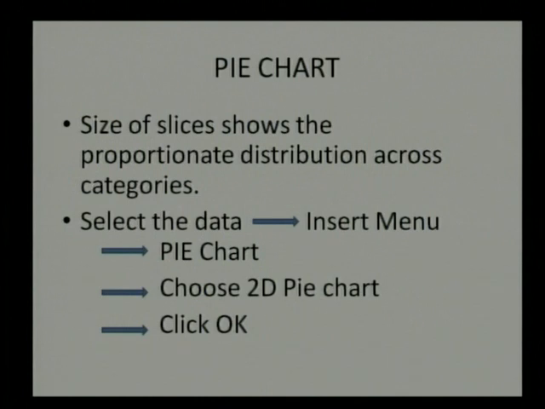Similarly, a pie chart is generally used to show the proportion of the distribution of a particular cell value across the categories. Suppose we have different data available, and the total of this is to be calculated, and the size of a particular slice in a pie chart shows the proportional distribution across the categories.